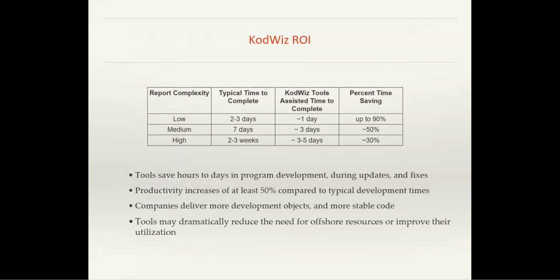We estimate that for simple development objects, our tool will save up to 90% of development work. Compared to a report writer, if you need to add some new functionality, it's very easy to achieve and not time consuming. For a medium-sized program, it saves around 50%. For a big project, it's just 30%, but still it's a significant amount of resource time.